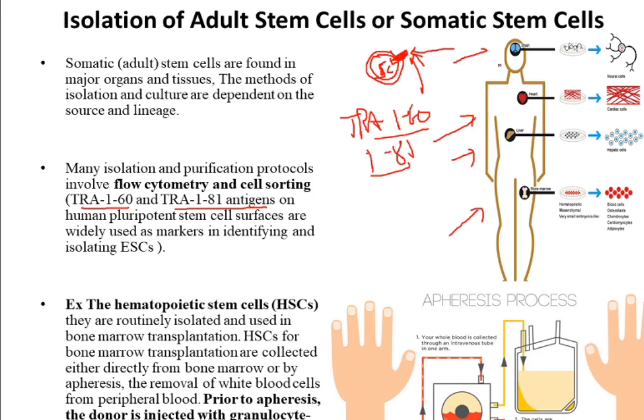So whatever the source may be, brain, heart, liver, we look for these antigens, that is a protein, and we isolate those cells using a fluorescence activated cell sorter.